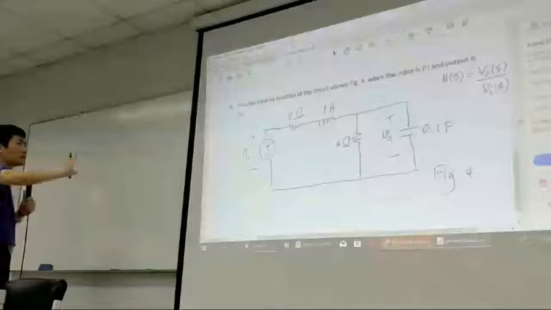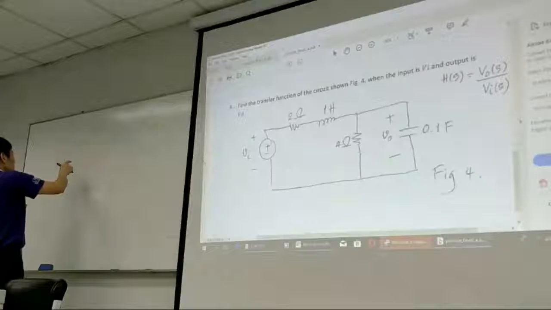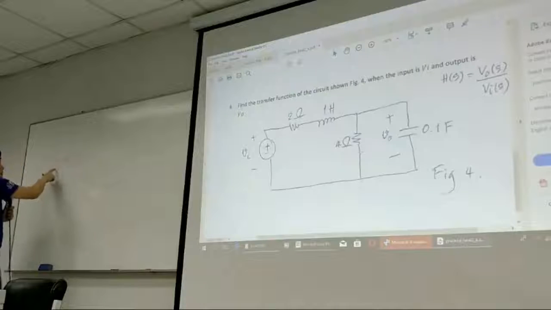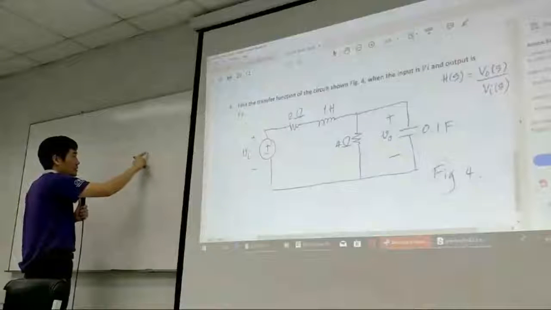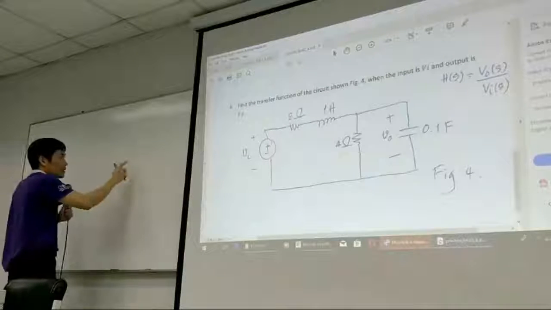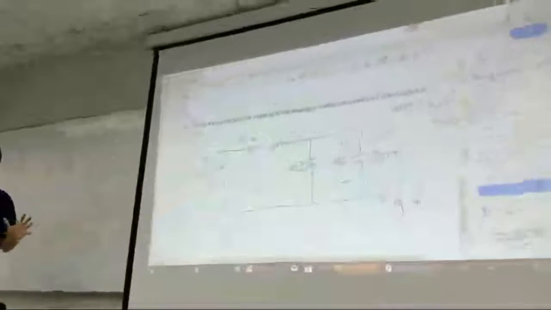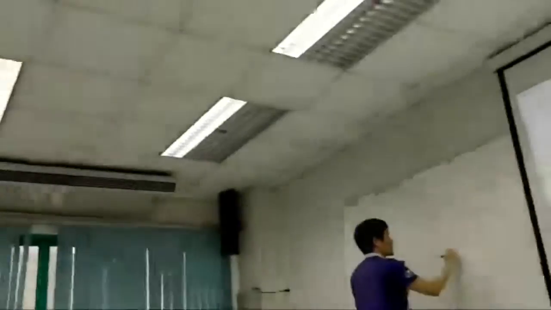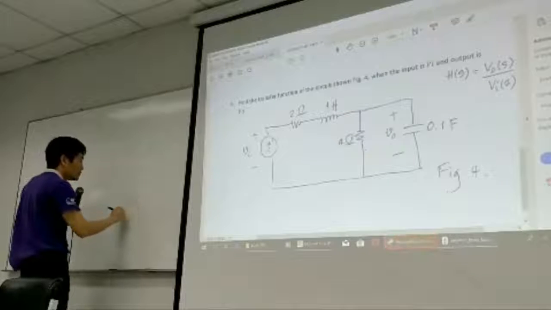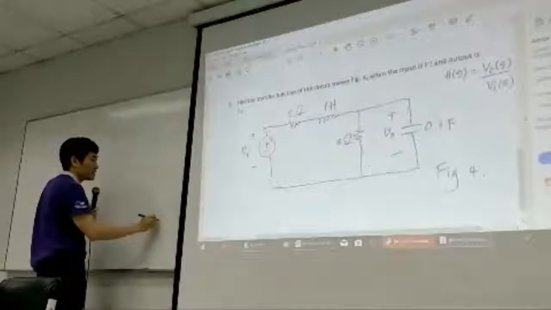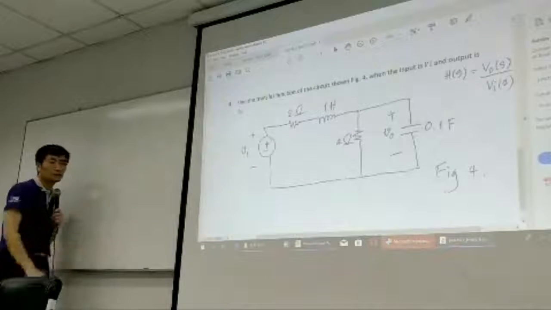Okay, so you have to apply the node or the loop. After you get the equations, you're going to get them in terms of V input and V output. Leave that in the equations, and somehow rearrange the equations so that you get the V output divided by the V input. Whenever you can do that, the expression you obtain is called the transfer function. Okay. That's our goal.